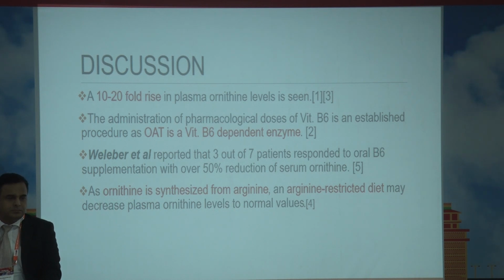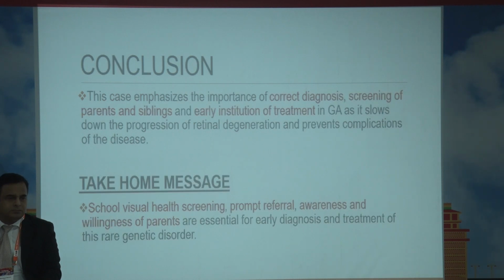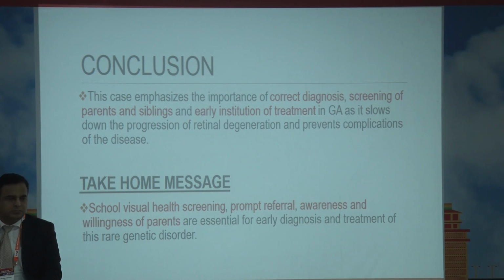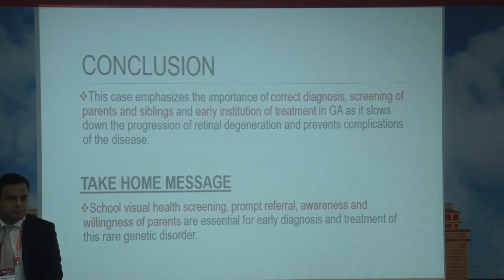Weleber et al. reported that 3 out of 7 patients responded to oral B6 supplementation with over 50% reduction of serum ornithine. As ornithine is synthesized from arginine, an arginine-restricted diet may decrease the plasma ornithine levels to normal values. This case emphasizes the importance of correct diagnosis, screening of parents and siblings, and early institution of treatment in gyrate atrophy, as it slows down the progression of retinal degeneration and prevents complications of the disease.